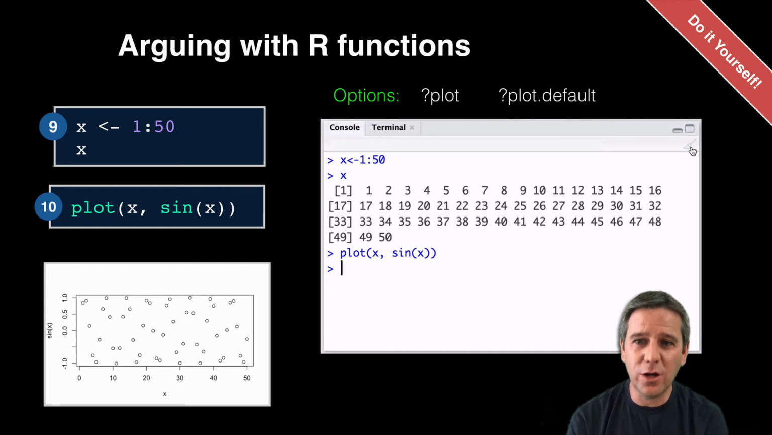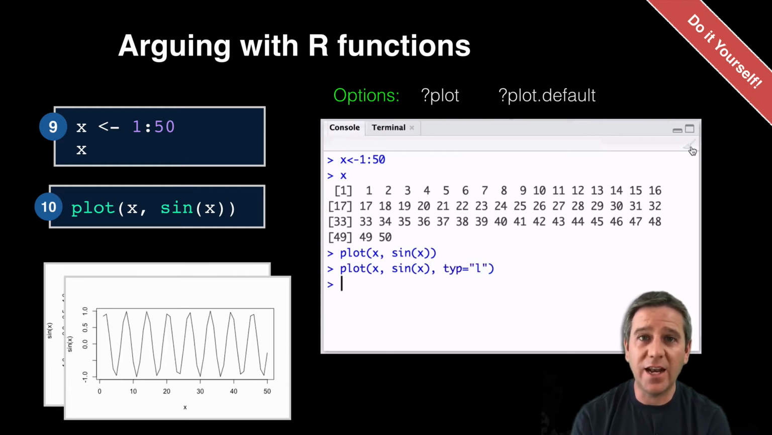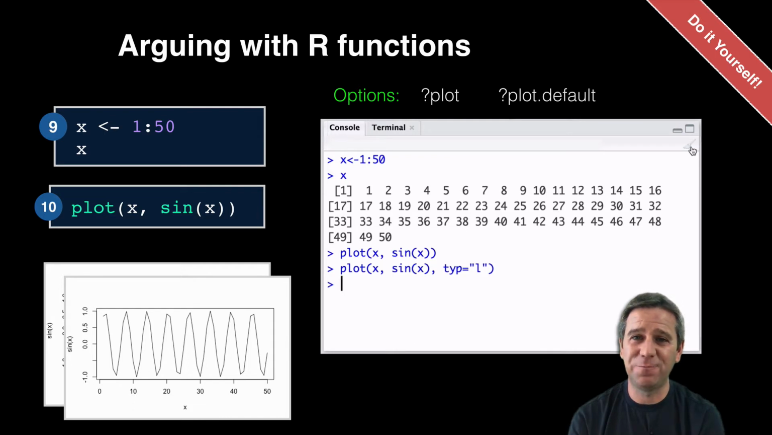So I'm going to look it up in the help page, and I'm going to add an argument to it. So in this case, I'm going to recall my command. I'm going to push the up button, and then I'm going to edit it. Type equals L for line. I push return, and I get a line plot in this case. Now, this is not that exciting yet.